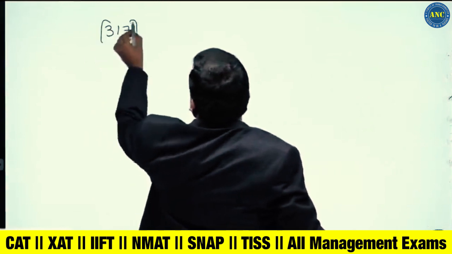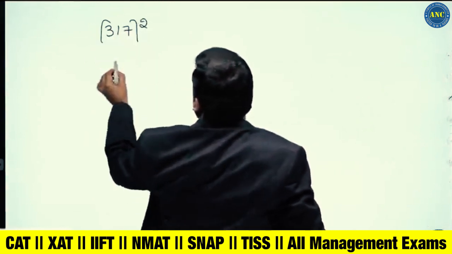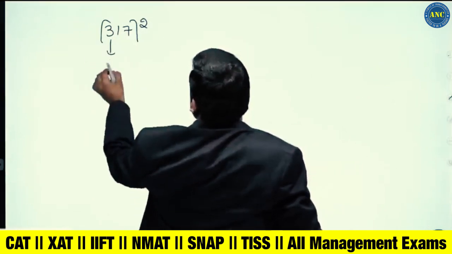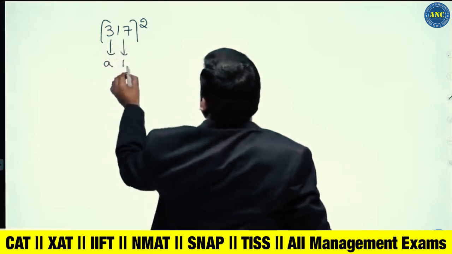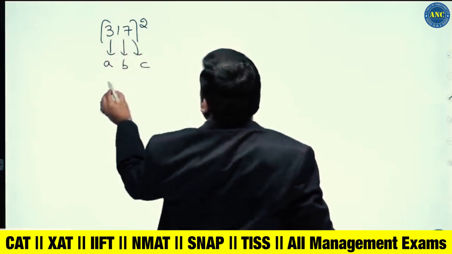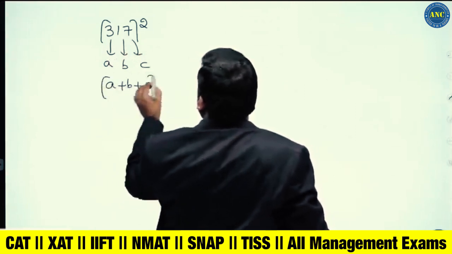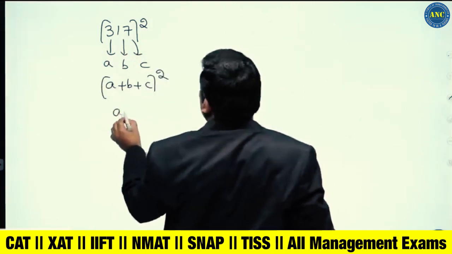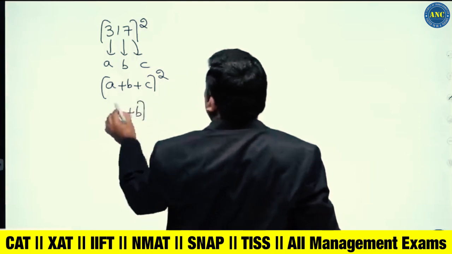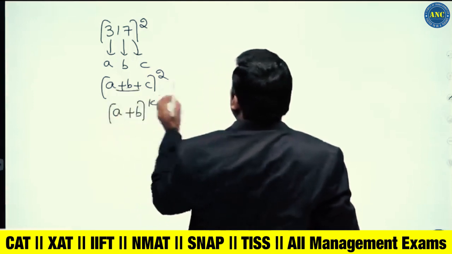17 whole square, 317 whole square. So if it is A, B and C, I have to use (A plus B plus C) whole square. But Pascal gave it for a binomial expansion, for (A plus B) power K. There are three terms here.